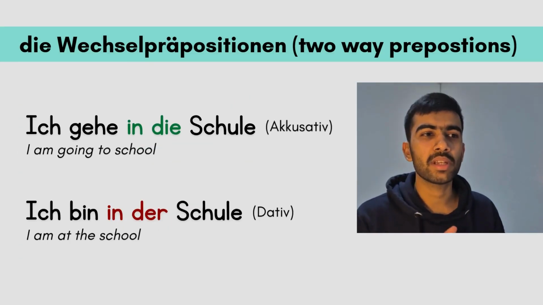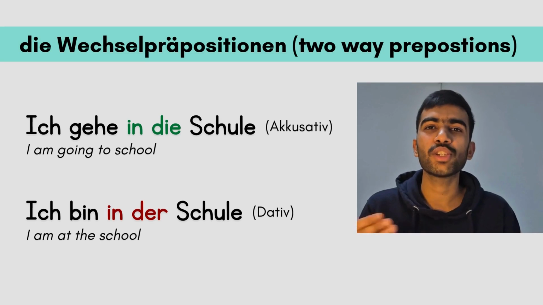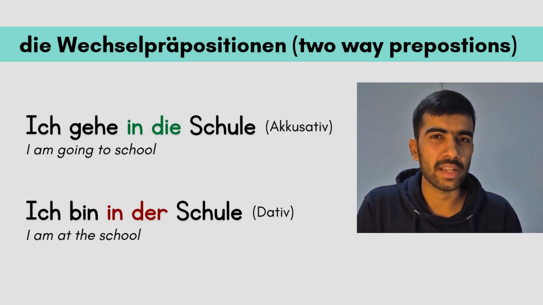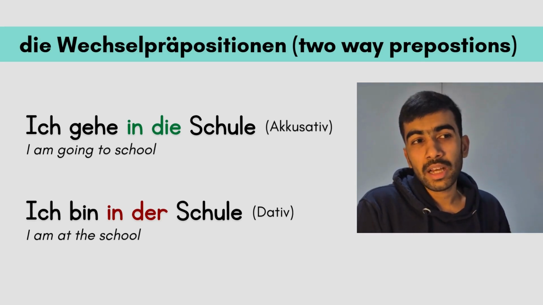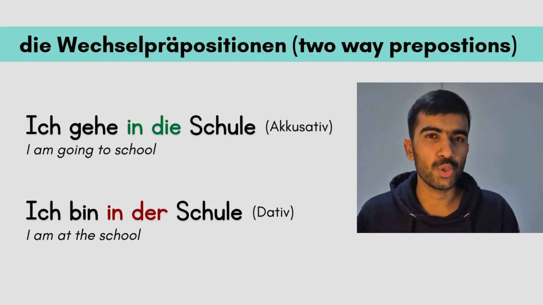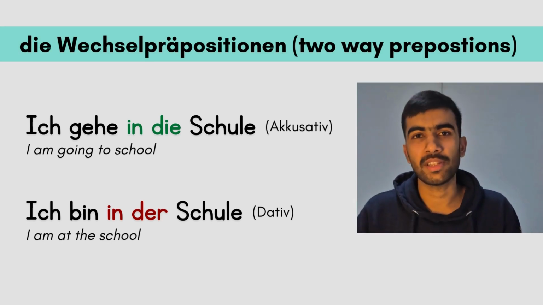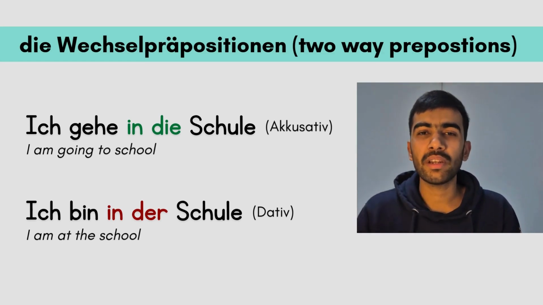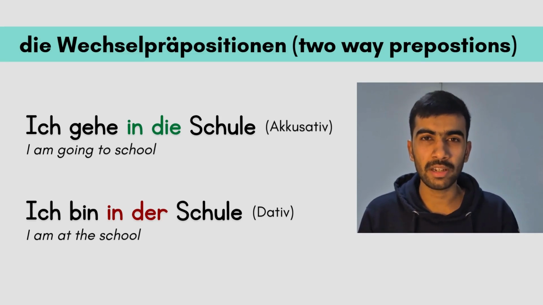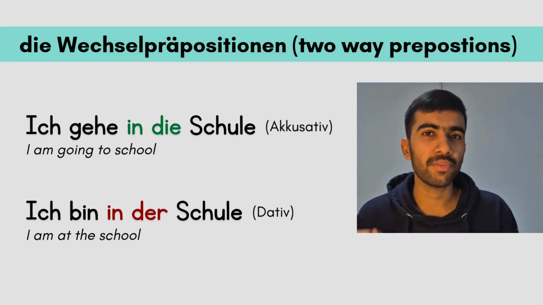Okay, the first example is Ich gehe in die Schule. Ich gehe in die Schule. That is an accusative sentence. Why is it? In is the Wechsel Präposition here, and after that we used die Schule. So die Schule, in die Schule, that is an accusative. And ich bin in der Schule, that is in der. So after in, we used a dative article.